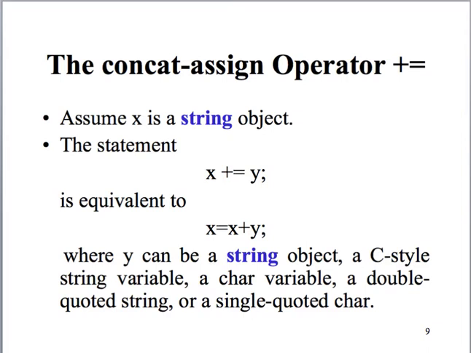Okay, we can also use the plus equal to do concatenation, just like we could use the plus equal with integers and floats and all those kinds of things. So x plus equal y, when one or the other is a string, is the same as saying x equal x plus y, where y can be a string object or a C-style string or a character variable, etc. X in this case would need to be a string object for sure, but y could be any of the possibilities.